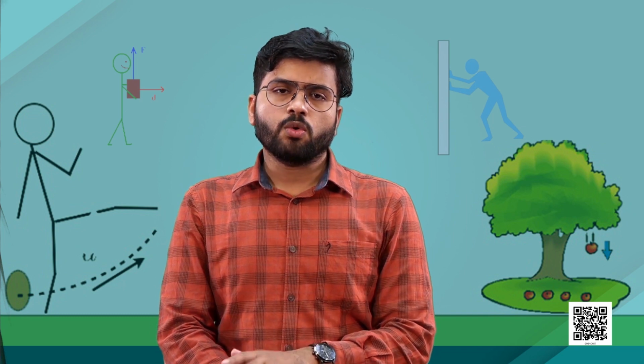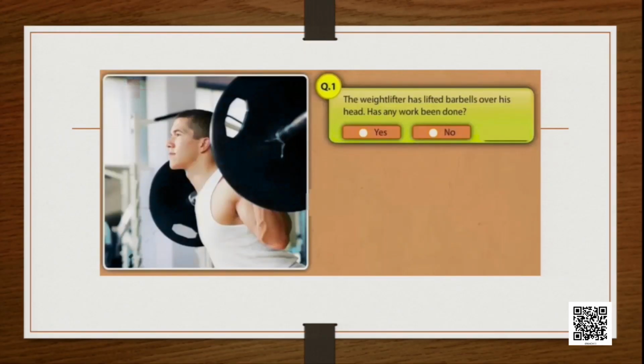So before that, let's have a look at some situations where we can say whether work has been done or not. Look at the first picture. Here the weightlifter has lifted the barbells over his head. Has any work been done? What would you say? Whether some work has been done, yes or no?